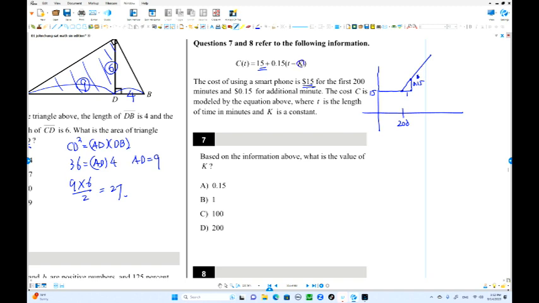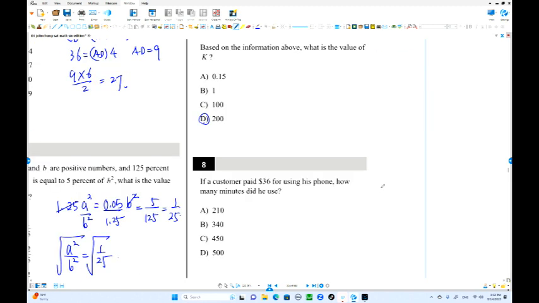So what is the value of k? Over the additional time, it is t minus 200, because we have to count the time after 200 minutes, okay? So $15 plus, up to here, this amount, so t minus 200 times 0.15, that is the additional amount, okay?